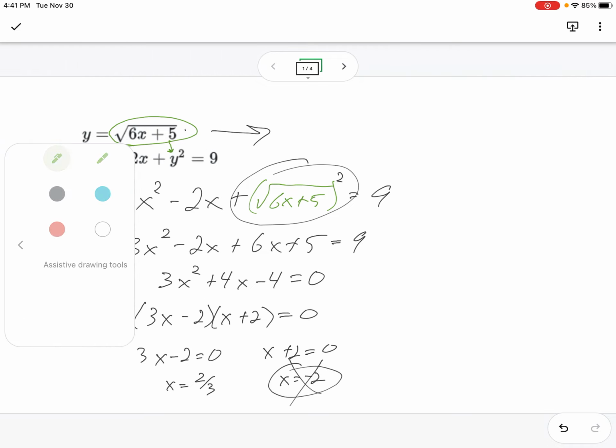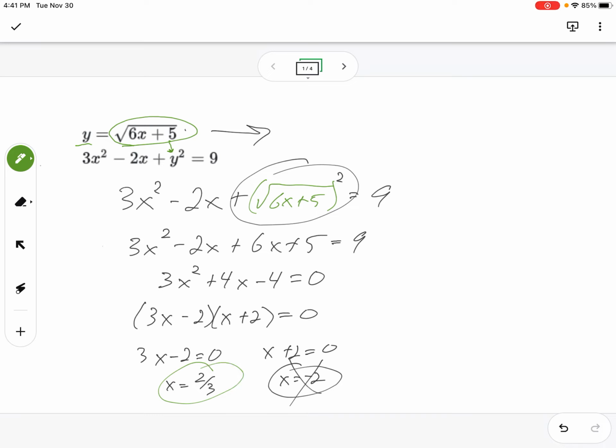So let's check the second one. If we plug 2/3 in, then we get y equals the square root of 6 times 2/3 plus 5. That's 12 divided by 3, which is 4. And the square root of 4 plus 5 is the square root of 9, which means that y is equal to 3. So we have one coordinate of 2/3 comma 3, and the other coordinate would be a -2, right? And if we plug that -2 in, it would give us the square root of -1, which does not work. So -2 does not work as an input.